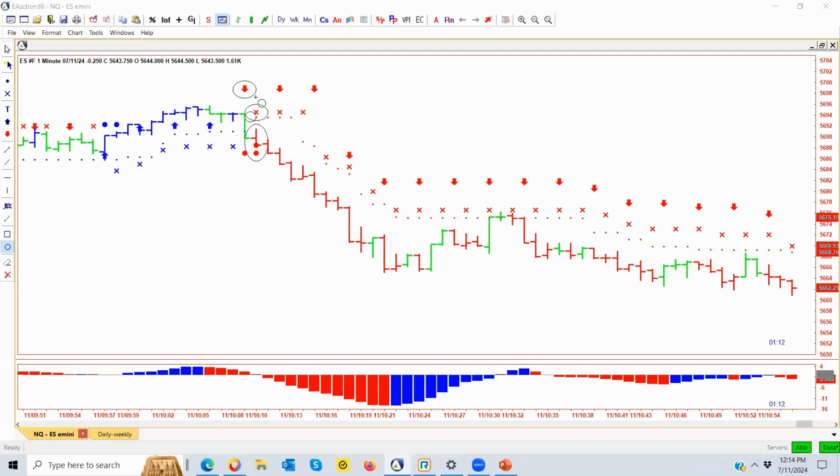Keep it simple. Everything must be red. When I say everything, the icons. The dot's the 1 minute. The X is the 2 minute. The arrow's the 3 minute. Well, right there's a triple confirmation sell signal. This oscillator on the bottom is just for sweet spots. I'll get to that in a minute.